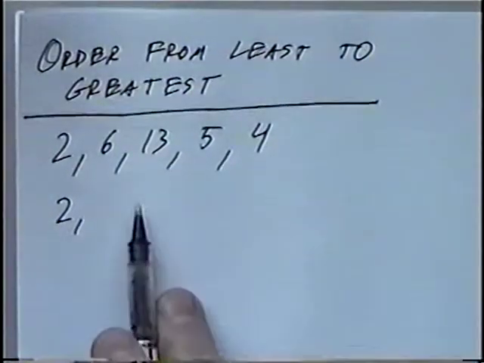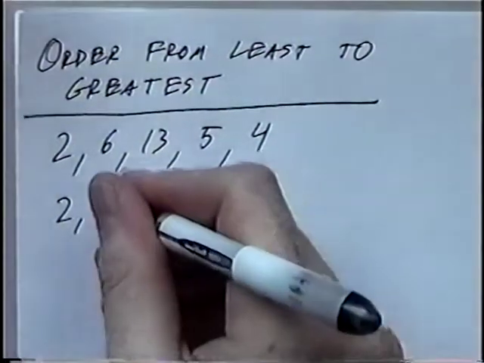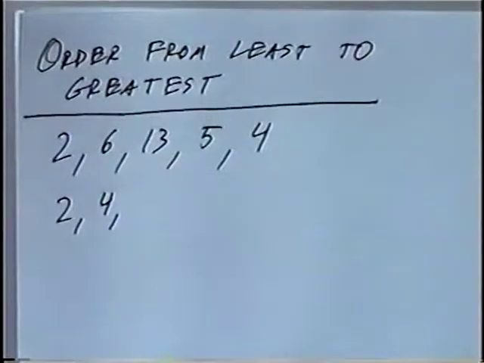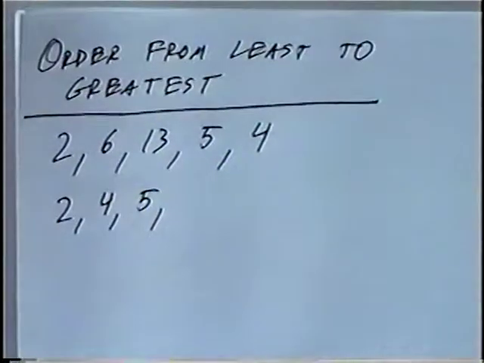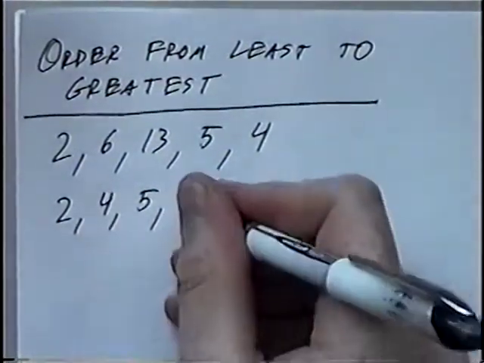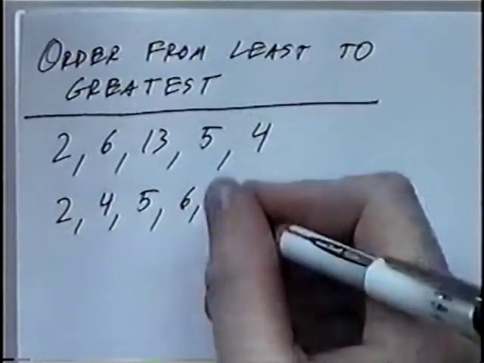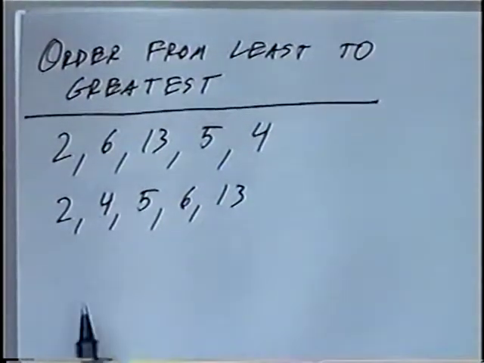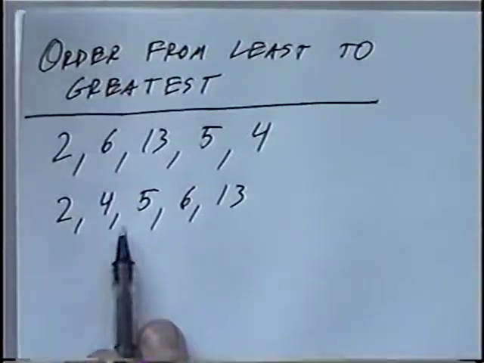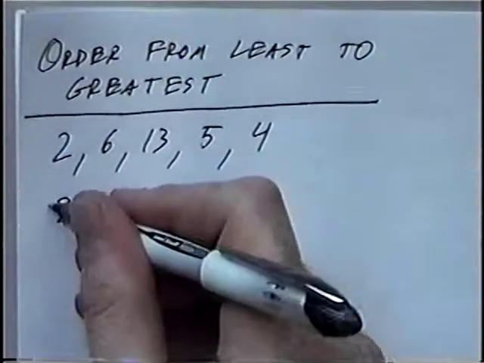The next smallest number would be 4. After 4, the next smallest number would be 5. Next smallest number after 5 would be 6. And the biggest number, or greatest number, would be 13. So ordering from least to greatest, we have 2, 4, 5, 6, and 13.